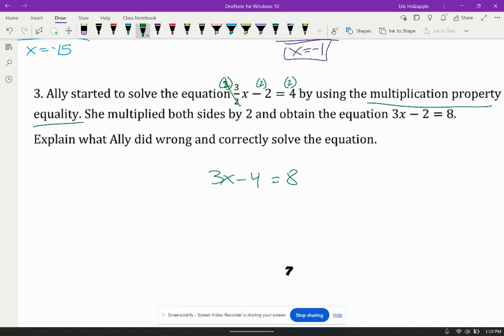So when you're going to multiply a fraction by whatever is on the denominator, you have to multiply all the terms. So that's the 3 over 2x gets multiplied by 2, the negative 2 gets multiplied by 2, and then the 4 gets multiplied by 2. So as you can see, that's the place she made the mistake. So now we're going to solve this by adding that 4 to both sides. 3x equals 12. Divide both sides by 3, and x is 4.